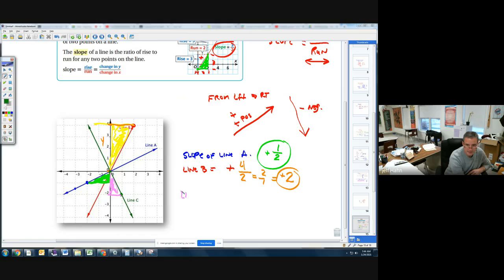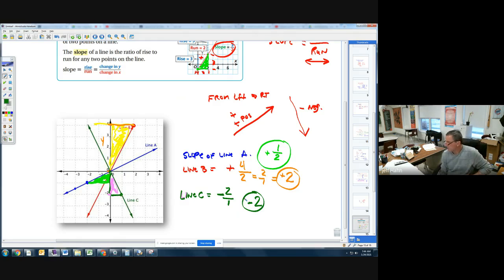And line C, ladies and gentlemen, let's go back to green. If you look at line C, it goes downhill from left to right, so it's a negative slope. And then again, how high is my triangle? It's 2 high. Over how wide is my triangle? It's only 1 wide, so my triangle has a slope of -2 or -2 over 1, which is the same thing. So hopefully that makes a little bit of sense to you.